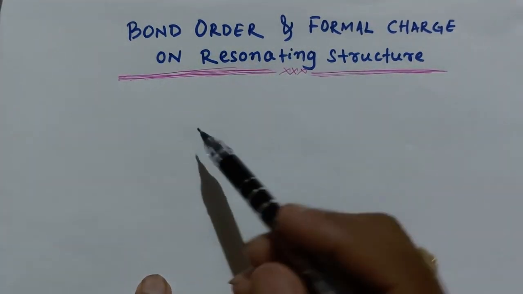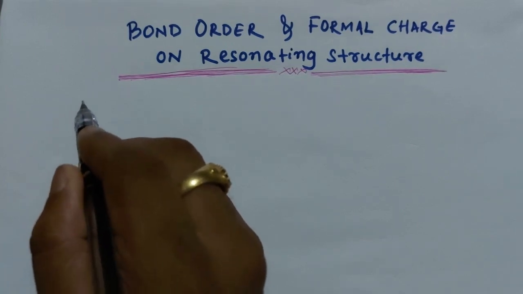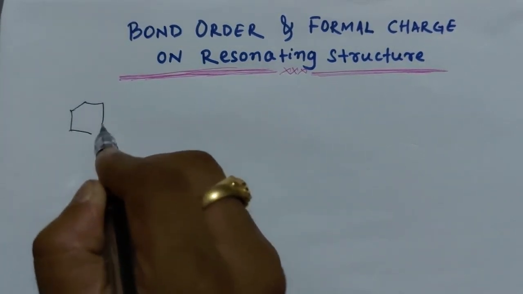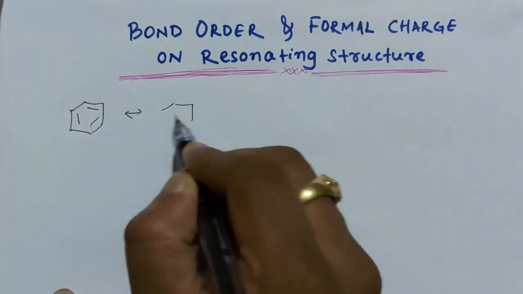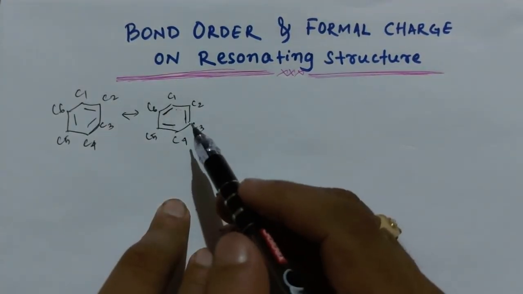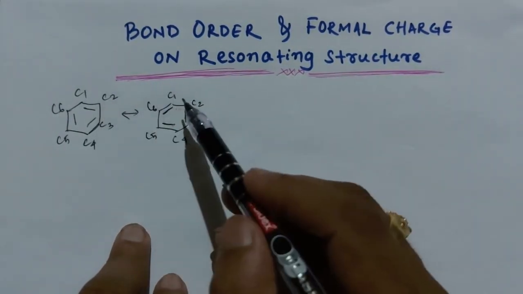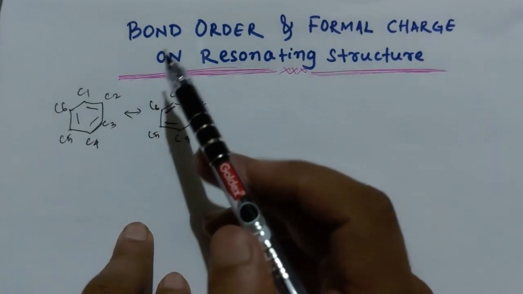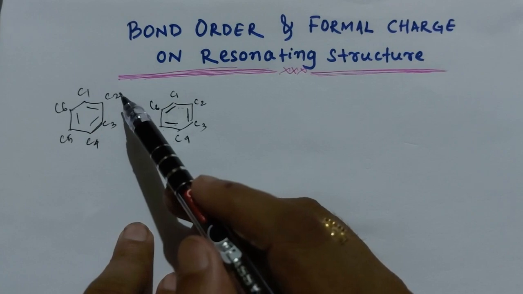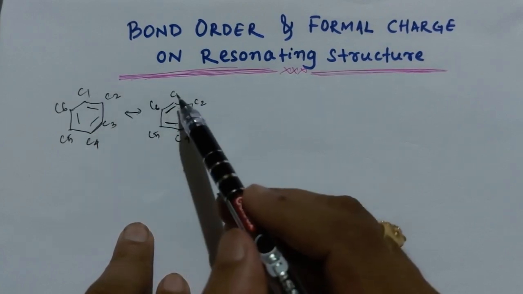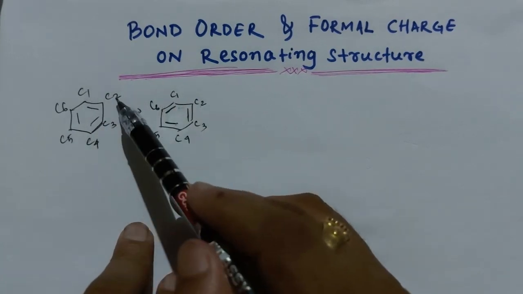Okay. So, we'll start with benzene. Benzene has two resonating structures. It looks like this. This is the benzene structure and the second resonating structure of the benzene. So we have to calculate the bond order. Let us take C1 and C2. We will calculate the bond order between C1 and C2.